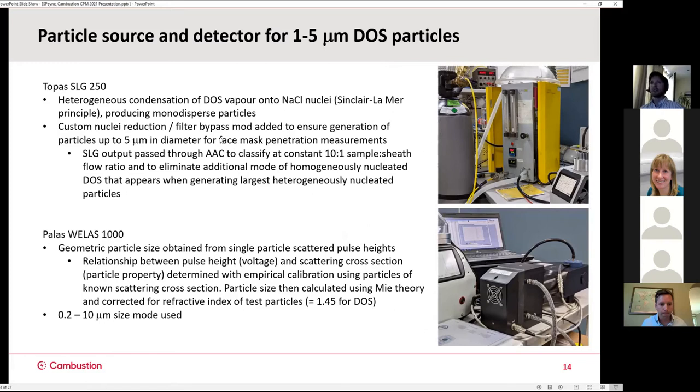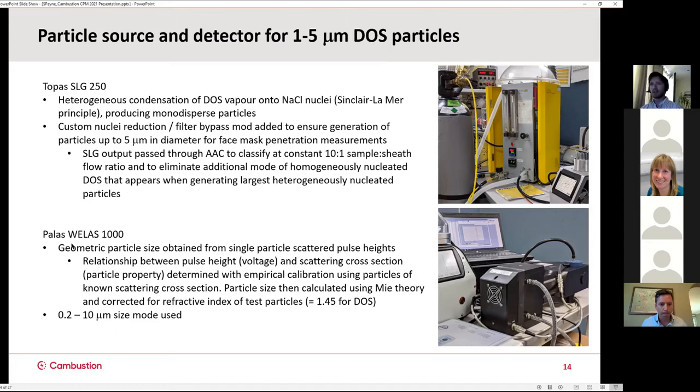I had to use a custom mod to further reduce the salt nuclei concentration, just to ensure we can generate particles right up to 5 microns in diameter. And despite its monodispersed output, we still pass the output through the AAC to classify at that constant 10:1 sample to sheath flow ratio, and also to make sure we're eliminating an additional small size mode of homogeneously nucleated DOS, which does appear when you bring down the salt nuclei concentration to a certain level. You will then also generate some homogeneously nucleated DOS particles, which the AAC will then eliminate.